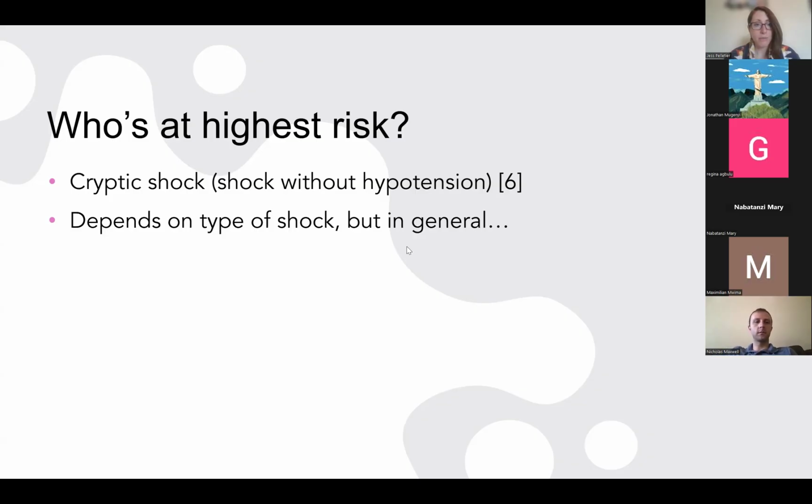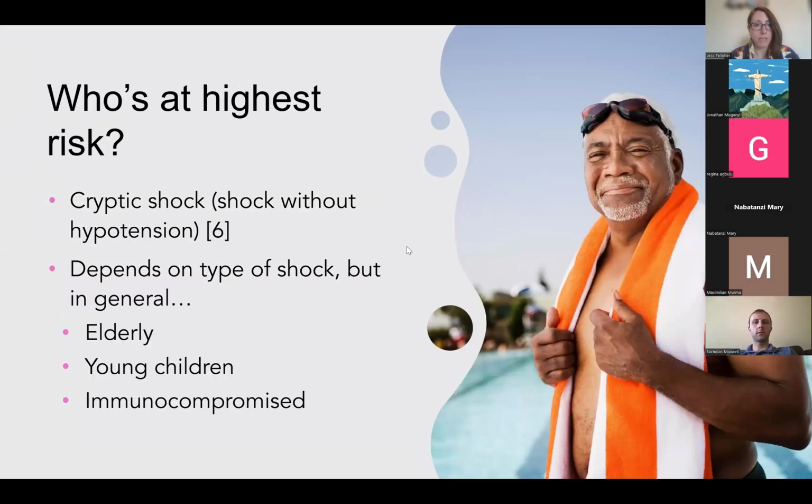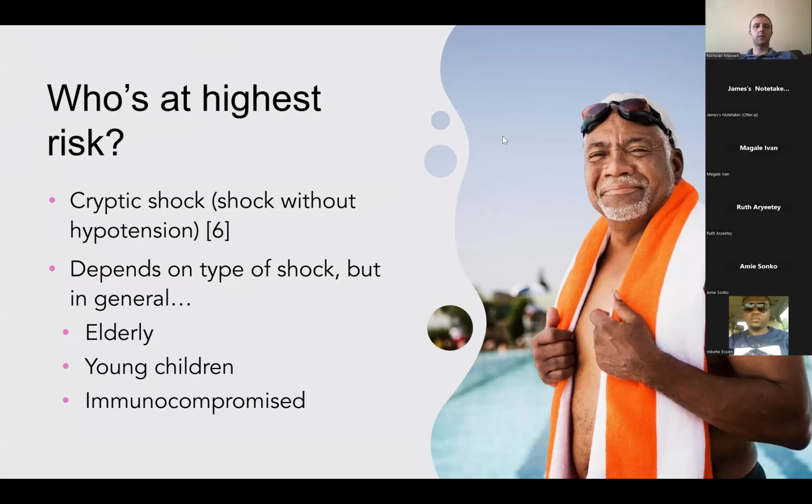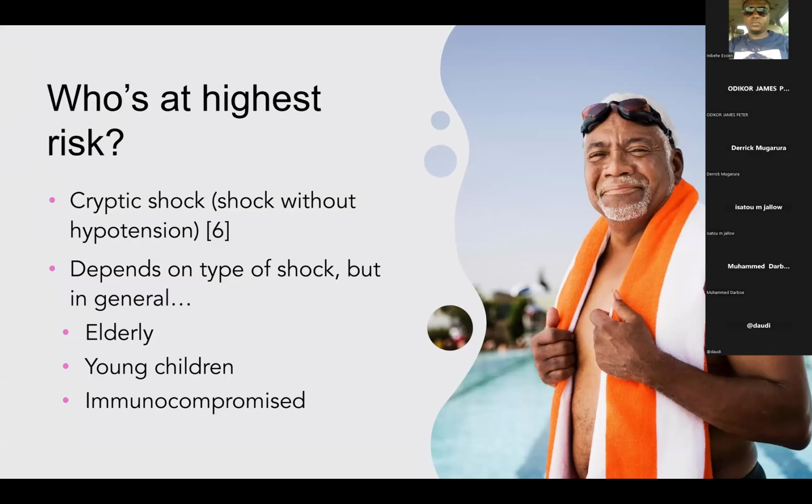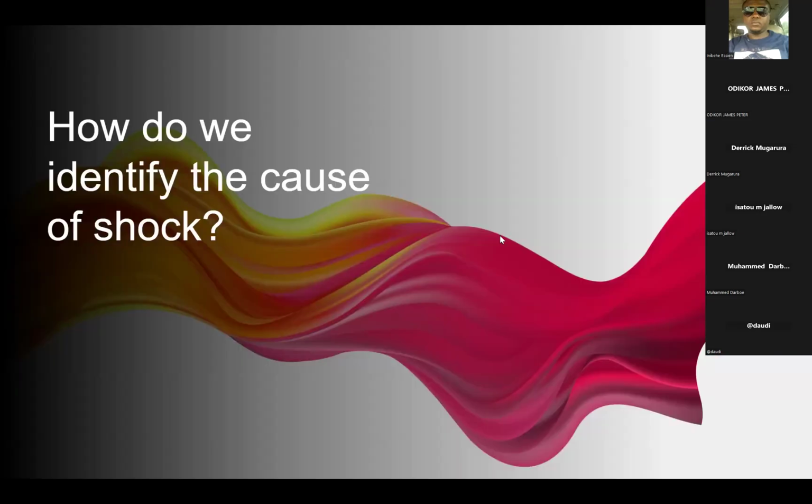And then who's at higher risk depends on the type of shock. But in general, cryptic shock patients are going to be your old people, your very young people, and the immunocompromised. So people with autoimmune conditions or people on chemotherapy, that sort of thing. Now, how do we actually figure out which type of shock someone is suffering from? That's the next question here.